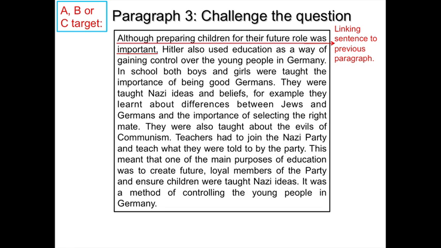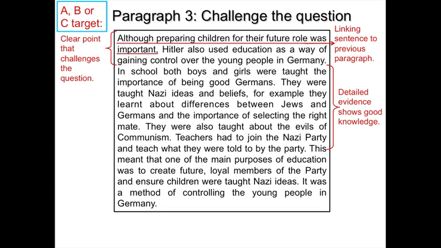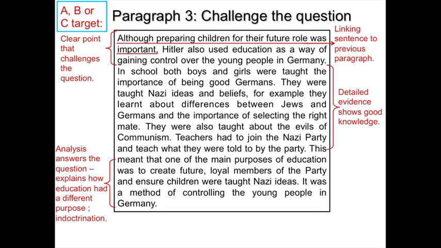Okay, so we're challenging the question, but again we've got the P, the E and the A structure. Clear point, detailed evidence explaining how education was used to prepare children to be new Nazis, and explaining how that challenges the question. So they're not preparing them for a role necessarily just as a mother or a soldier, but also as a good, strong German, being held under the control of Hitler and the Nazi party.